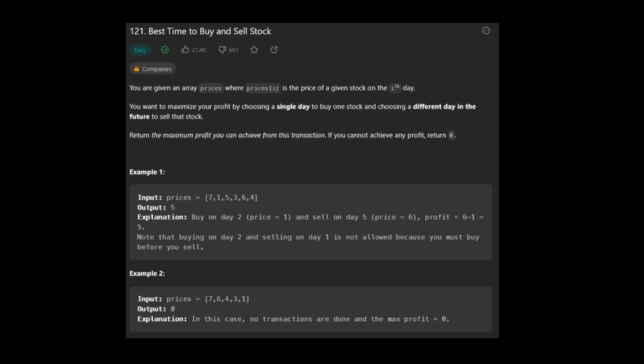Today we're going to be solving best time to buy and sell stock, another problem from the Blind 75 list. The problem reads: you're given an array prices where prices[i] is the given price of a stock on the ith day. So basically on day 1, the stock is worth $7, on day 2 it's worth $1, and on day 3 it's worth $5. The problem wants us to maximize our profit by choosing a single day to buy a stock and choosing a different day in the future to sell the stock. Then it wants us to return the max profit you can achieve from this transaction, and if there's no profit, then return 0.